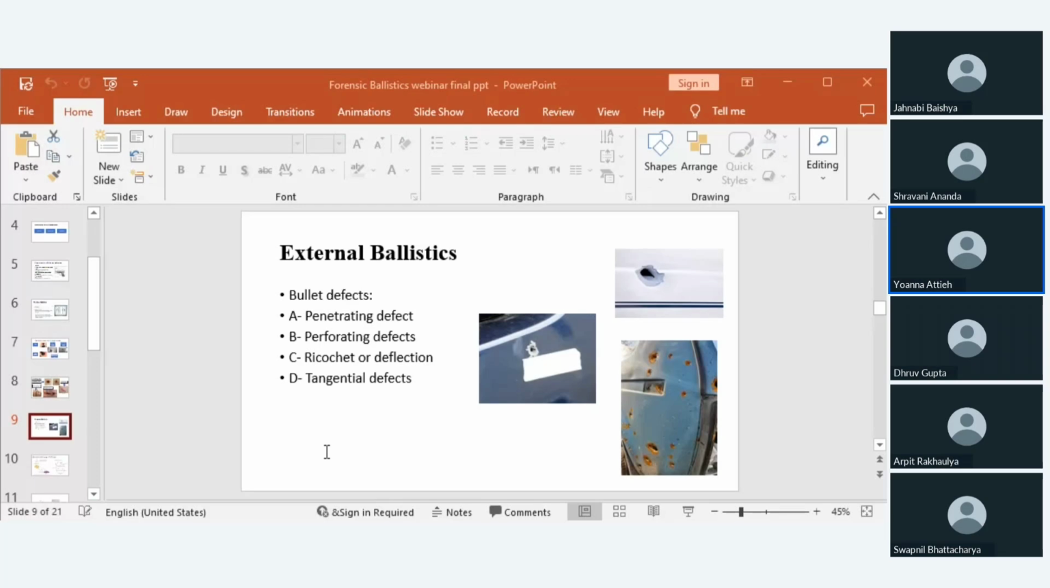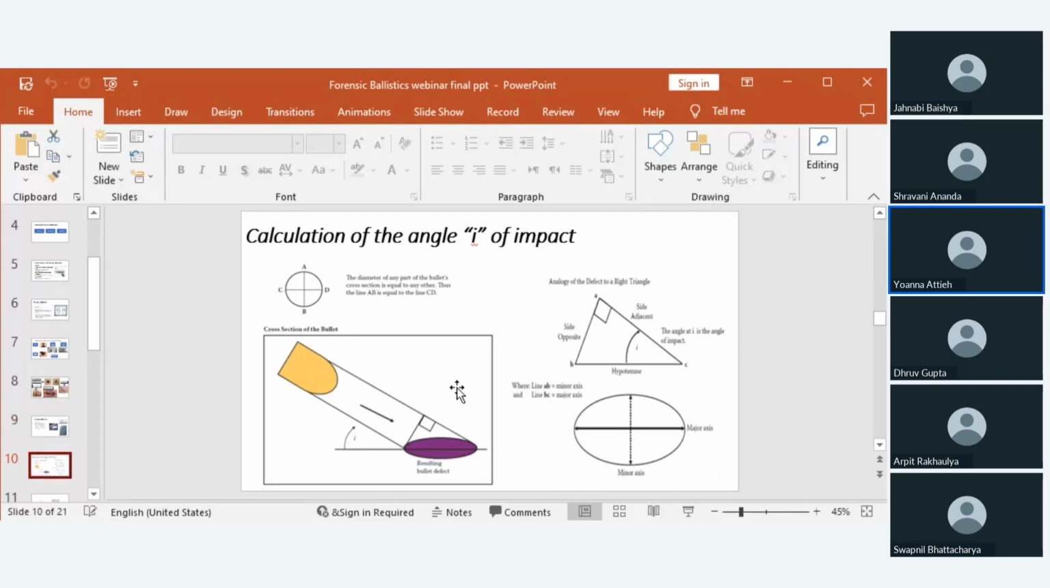Now we're going to dive more into the angle of impact caused by the bullet defect. So as you can see in slide number 10, now I have a question. Does any one of you know how to calculate the angle of impact, in order to know, for example, the angle that the bullet enters a surface? Does anyone know how to calculate the angle of impact? What is the formula for angle of impact?